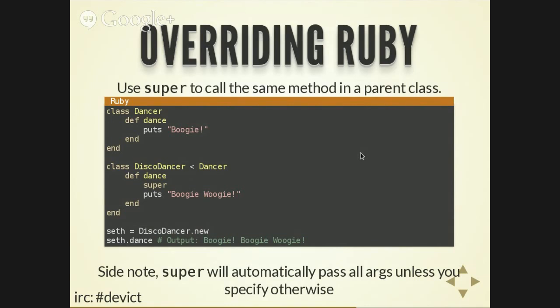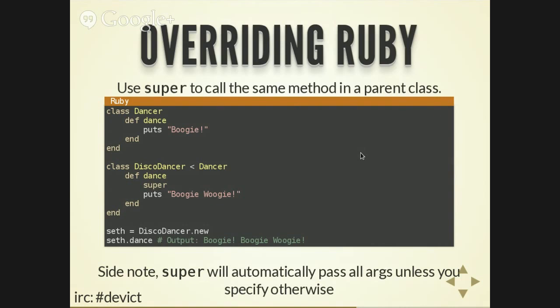Then I have disco dancer. A disco dancer is a dancer, and they extend dancer. And I'm going to change the meaning of dance, but I'm still going to call my parent method with, in this case, the keyword super, so it's like the super class, the one above. I'm going to print boogie woogie. So Seth is a disco dancer, and when I say Seth dance, you get boogie woogie, because in this case I called super, so I called this one, and then I called this one, and so then you get it all out.